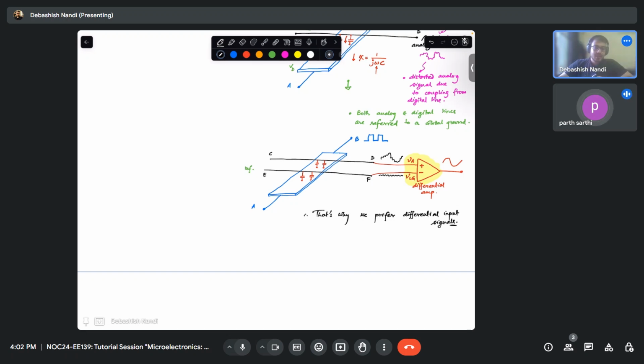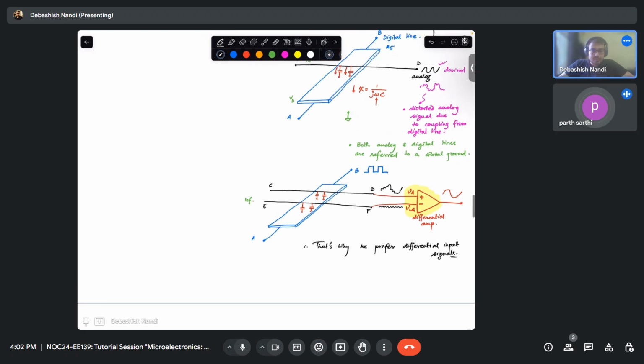Sir, how will the distortion before and after passing through the differential amplifier be the same? No, this is the same, right? Let's say this is your VA plus your distortion, you are having delta V. So this is your ground, plus delta V. So this delta V gets negated, right? Sir, how are you ensuring that both will have the same delta V distortion?